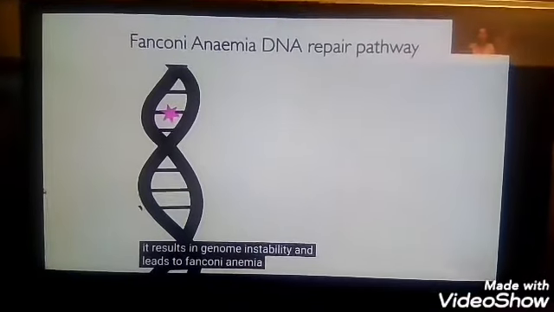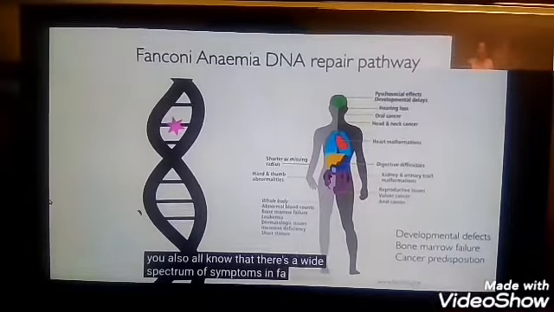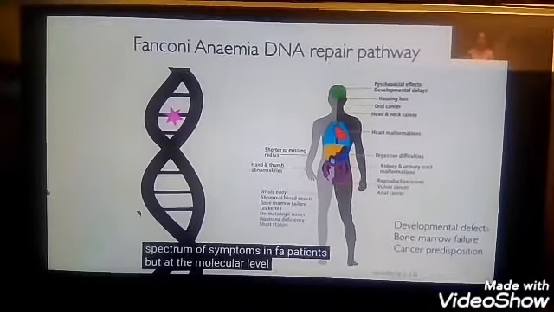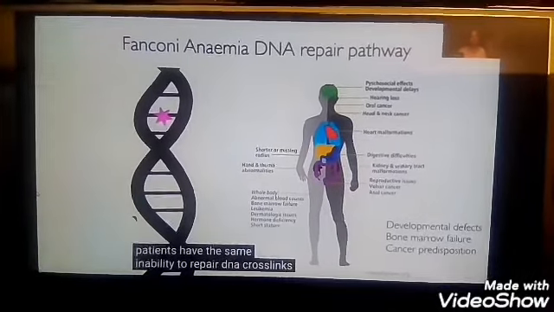...then leads to Fanconi anemia. You also all know that there's a wide spectrum of symptoms in FA patients, but at the molecular level, all FA patients have the same inability to repair DNA crosslinks effectively.